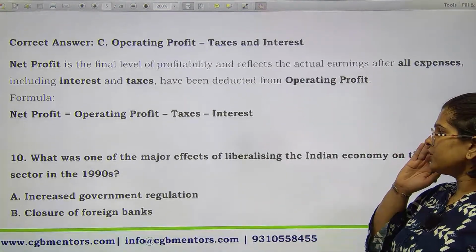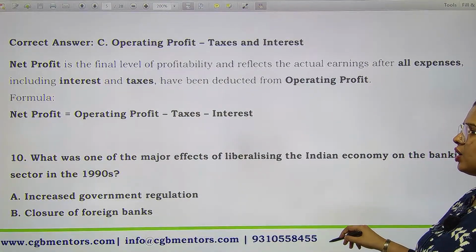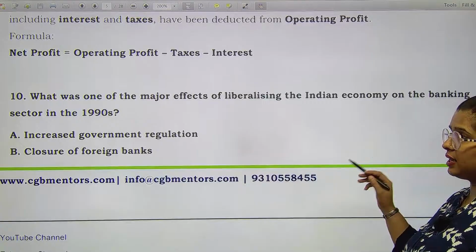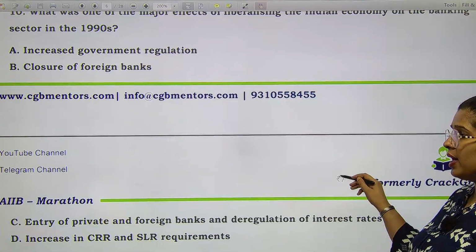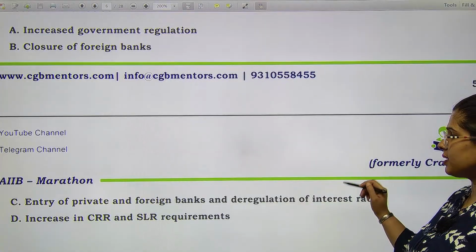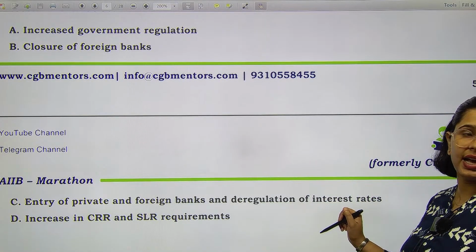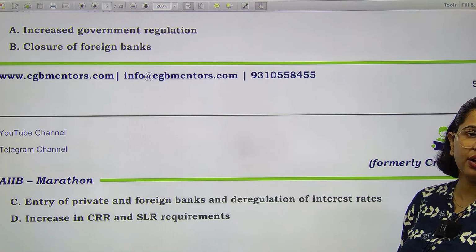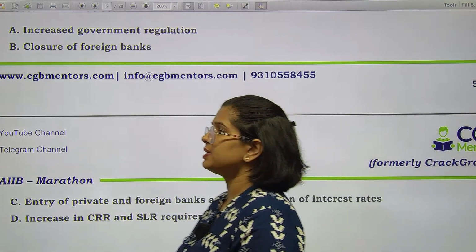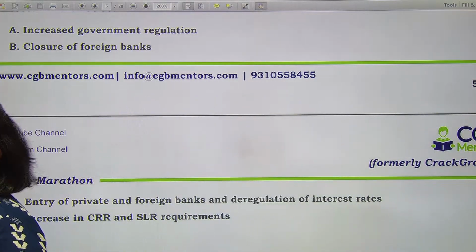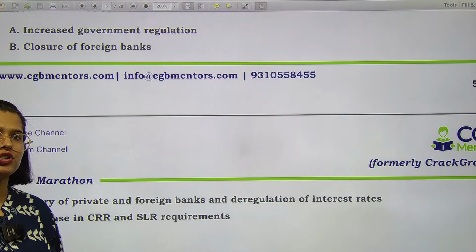Now, what was the major effect of liberalizing the Indian economy in the 1990s? It increased government regulation? No. Closure of foreign banks? No. Entry of private and foreign banks and deregulation of interest rates? Yes. Increase in CRR and SLR? No. That was not the recommendation of the Narasimhan Committee that you increase CRR and SLR, okay? That was not a recommendation in any way.